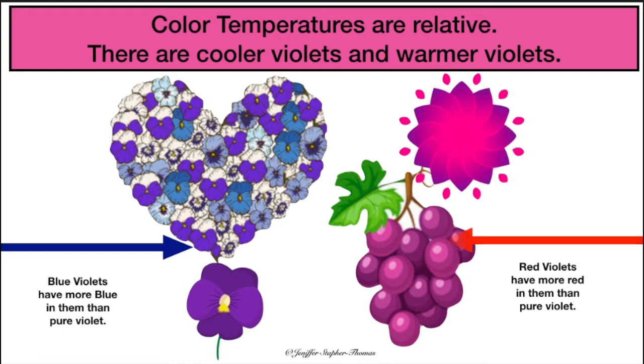Well, color temperatures as well as colors are relative. It depends on what they're next to. Now there are always cooler varieties of any hue and warmer ones as well. So there are cooler violets and warmer violets. If you make a blue violet, the blue violets have more blue in them than pure violet. Do you see that blue arrow? Now look next door, magenta, red violet. Red violet has more red in them than pure violet, indicated by my hand with the red arrow. So if you were going to make a pure violet into a red violet, you would add red. And if you're going to make a blue violet, you would add blue.